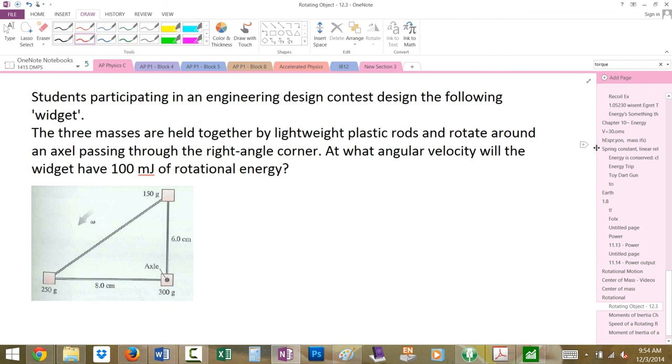The question says, at what angular velocity will the widget have 100 millijoules of rotational energy? Sorry, I missed a zero. Yes, 100 millijoules of rotational energy. So you can do this, right? Rotational energy and translational energy are the same thing. They're exactly the same thing. We're just looking at it in a more convenient way.